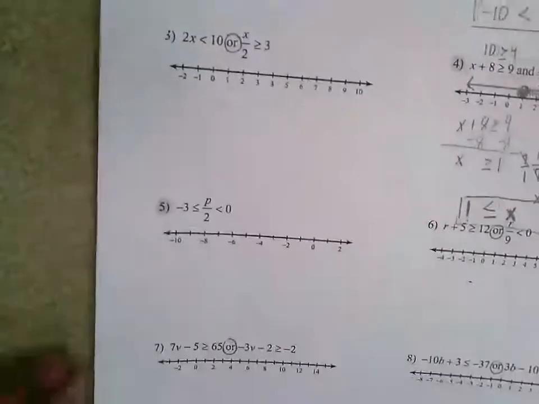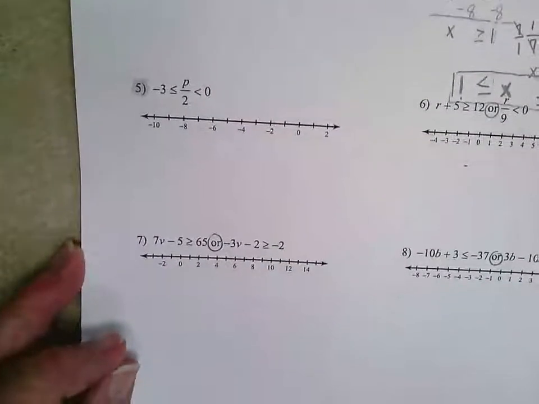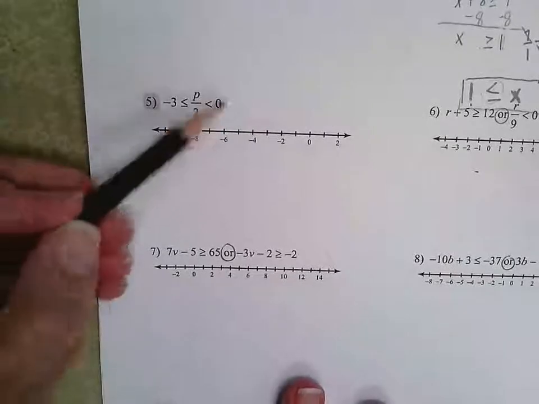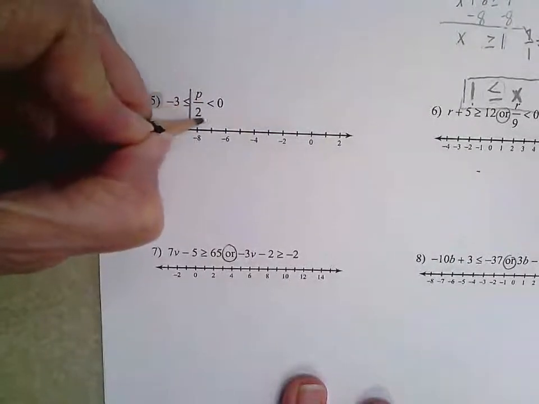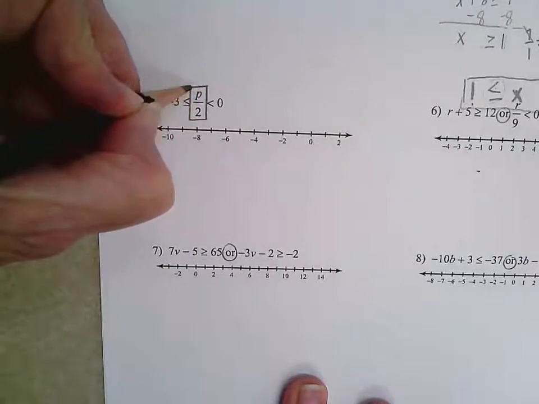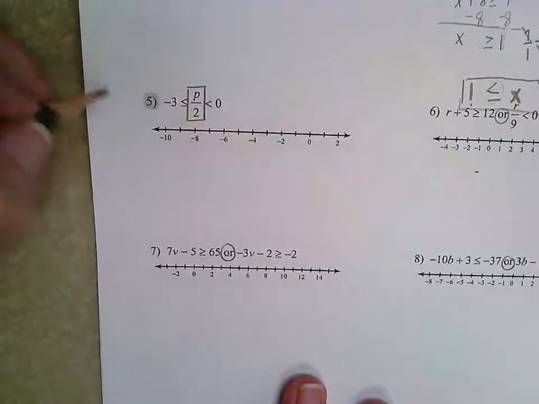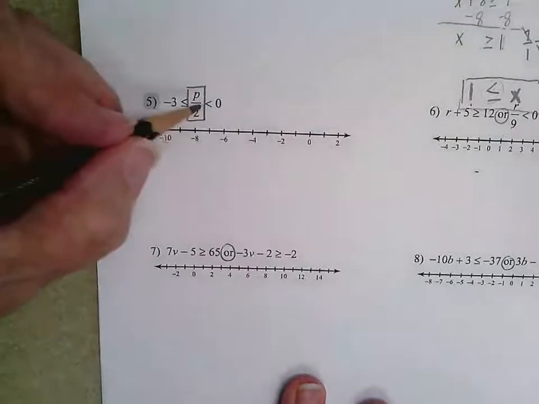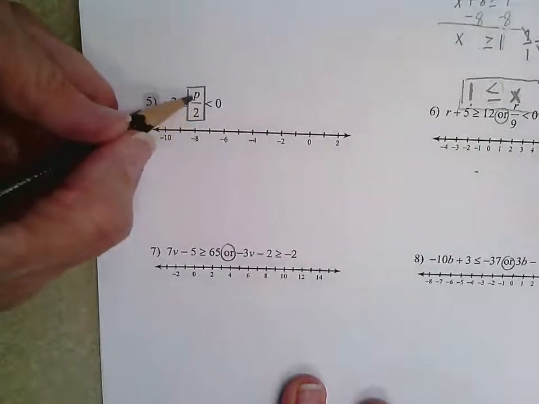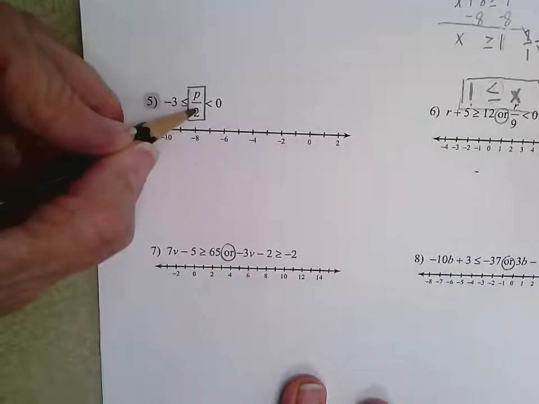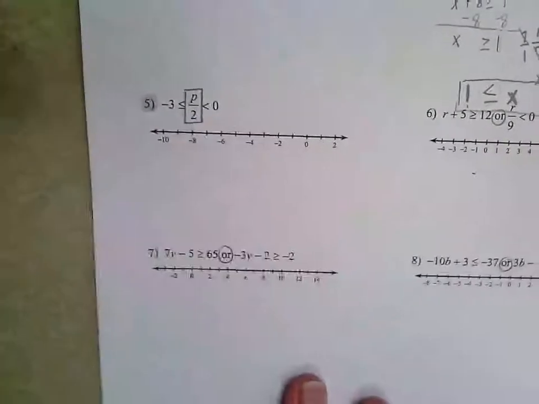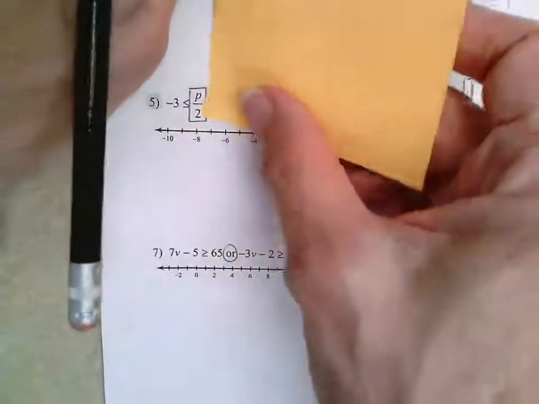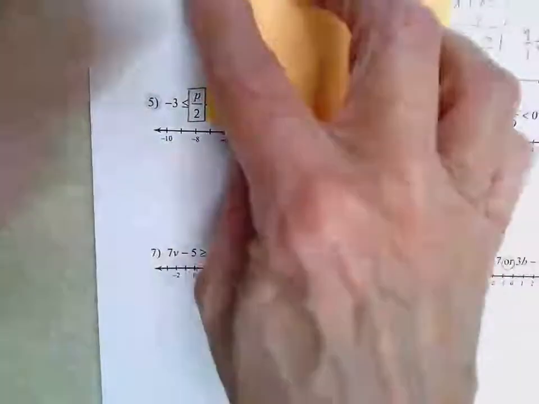So let's go ahead and look at number 5. It also does not have the word and in there, but you can see I do have a middle part represented as a fraction. And again, when I write this out, I'm going to write it as 1/2 times p. So it doesn't matter which side you solve first.